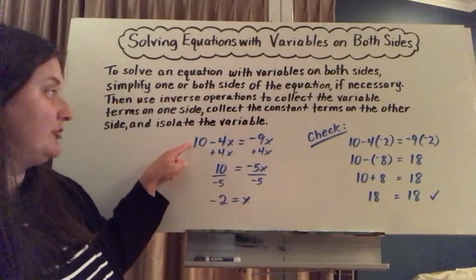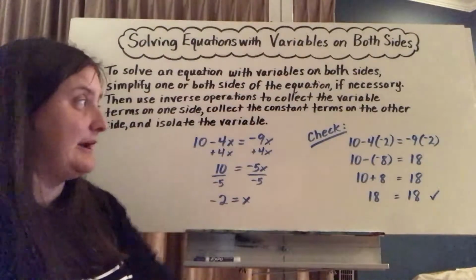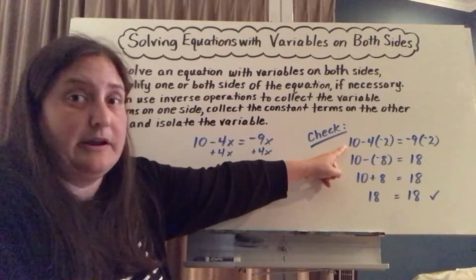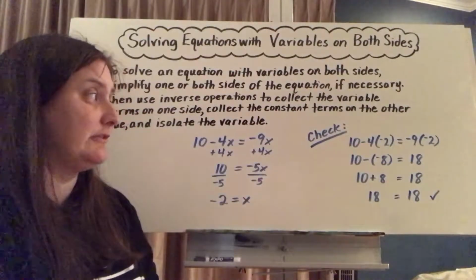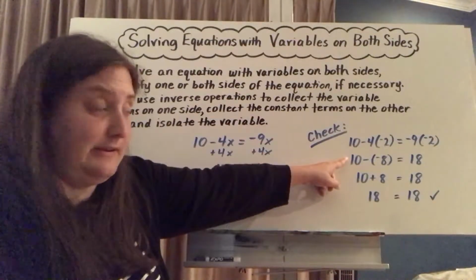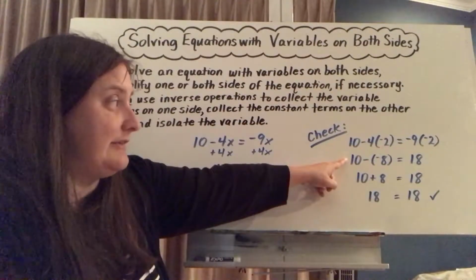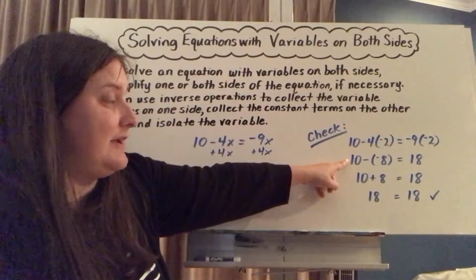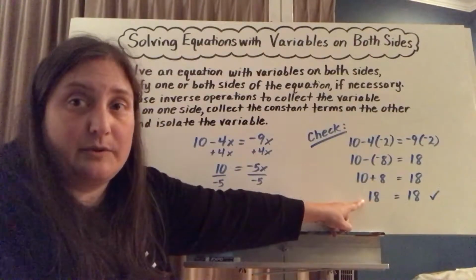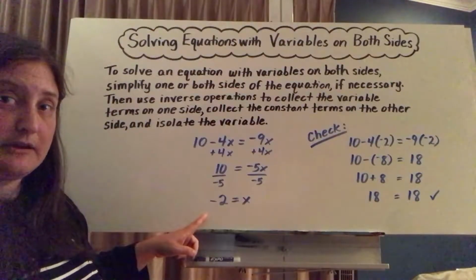So I go back to my original equation, but wherever there's an x, I'm going to plug in negative 2. So I'm going to get 10 minus 4 times negative 2 equals negative 9 times negative 2. Now to solve this, I'm going to do order of operations. So my multiplication comes first. I get 10 minus negative 8 equals 18. So the right side's done. I've already found out the answer on that side is 18. 10 minus negative 8 can be turned into 10 plus 8, which is also 18. Both sides of the equation are equal, therefore my check shows that my solution is correct.